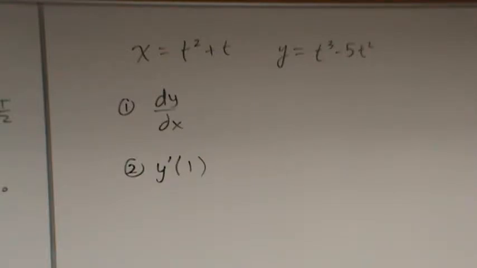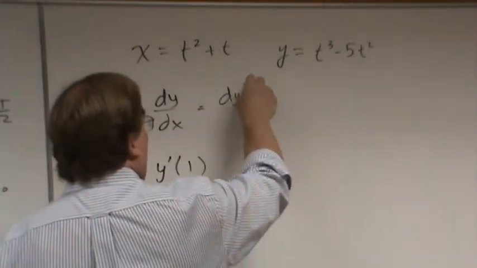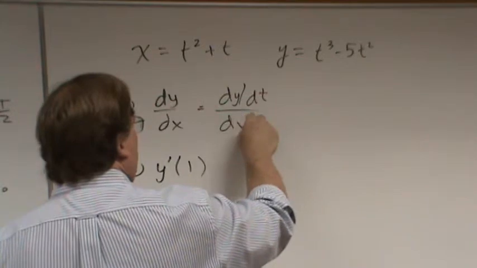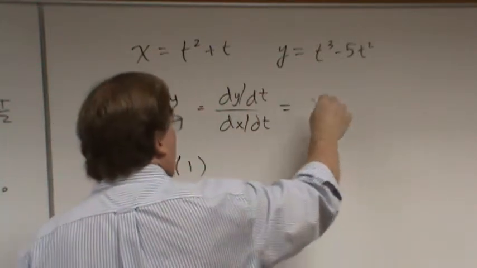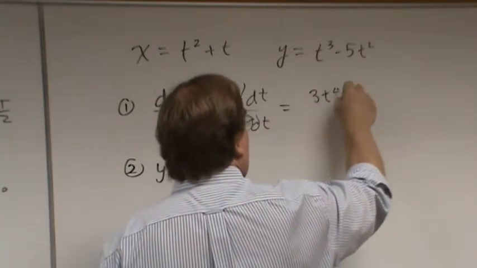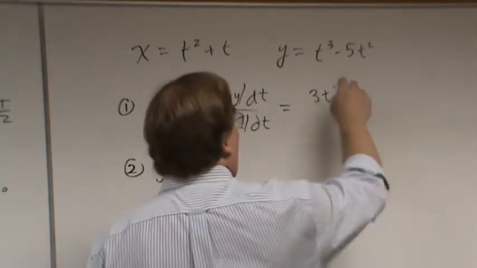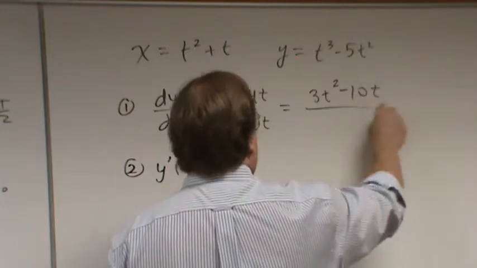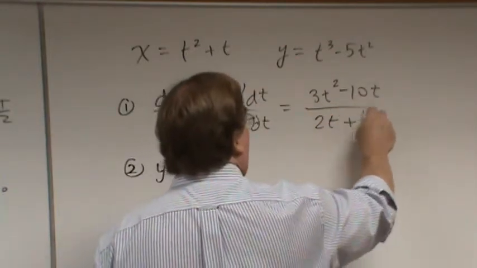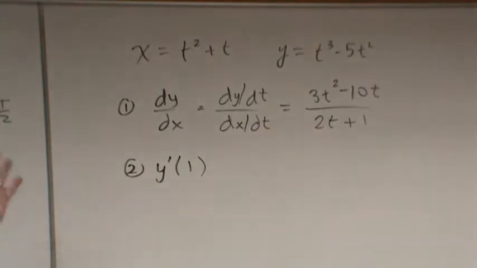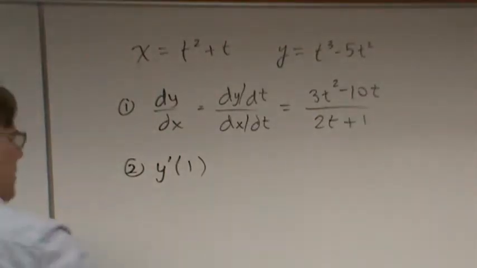Is there anyone who doesn't know what to do right now? Hopefully everyone knew to actually treat this as dy/dt over dx/dt. So the derivative of the top is going to be 3 squared minus 3t squared minus 10t, and the denominator is going to be 2t plus 1. How many people got that? Okay, then let's go ahead and just stick in a 1.